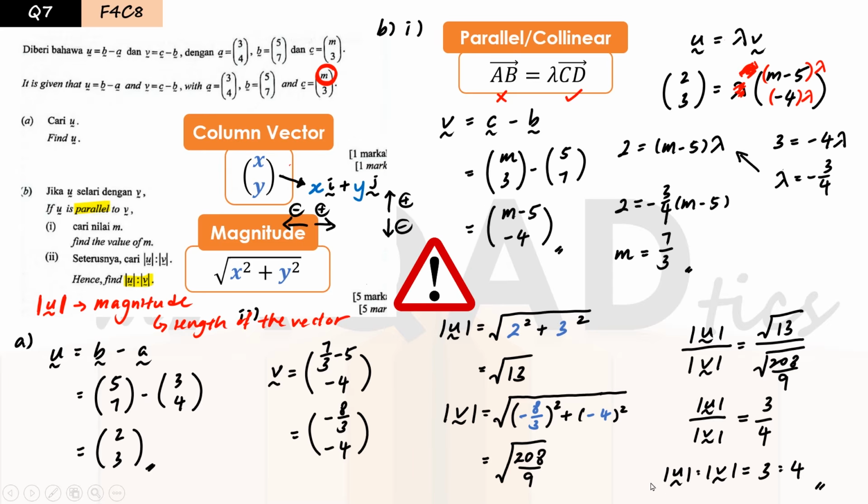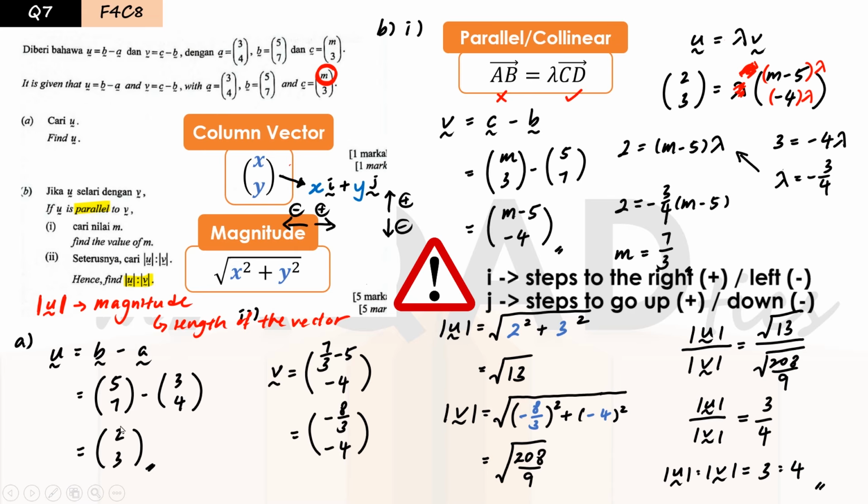So you'll be asking, why is the formula of magnitude like this? Let's use vector u as an example. The value 2 here is the value of x, which is also the value of vector i. If the value of x is positive, it means we are going to the right, and since this is 2, we are going 2 units to the right.